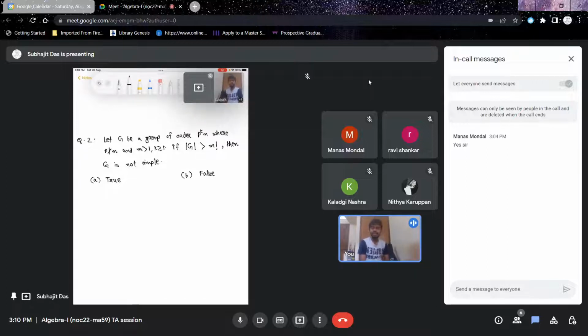So you are given this assumption that if the cardinality of G is strictly greater than m factorial, then G cannot be simple. This is your statement, and you are asked to find out whether this statement is true or false, right?